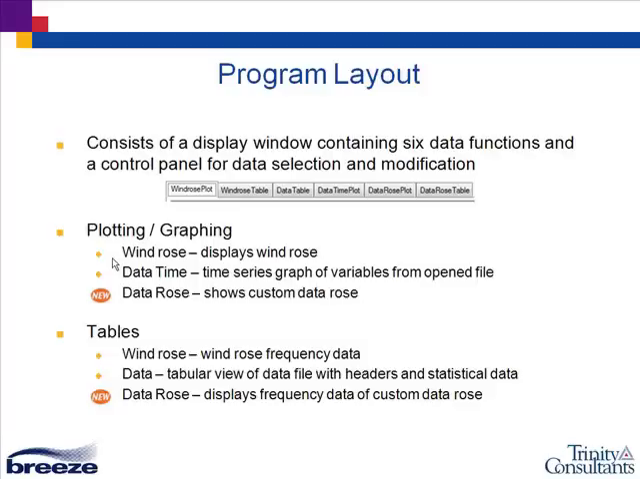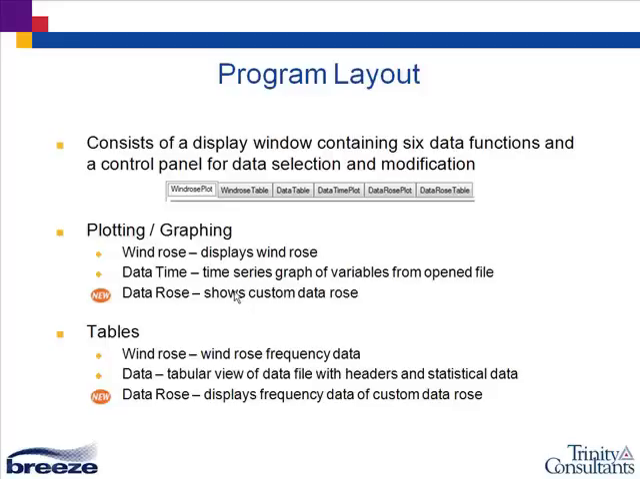The 6 data functions can be divided into 2 groups. We have plotting or graphing on one hand, and then on the other we have tabular analysis. For plotting data, there's the windrows plot, which displays a graphical windrows, the data time plot, which users can create custom time series graphs of meteorological variables, and we also have the brand new data rows plot, where users can see a custom data rows.